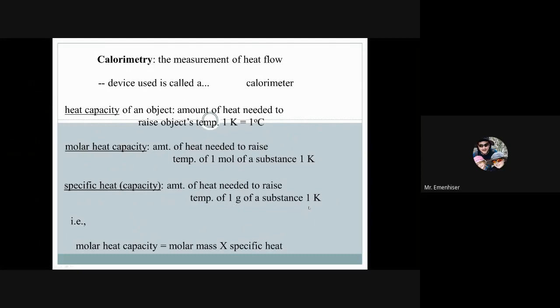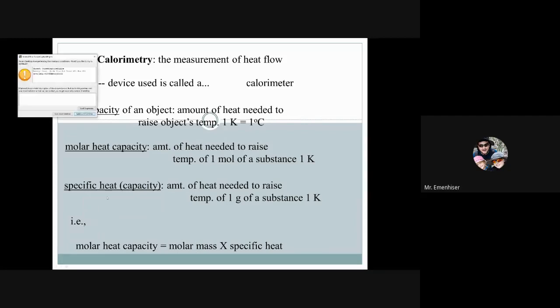How do you get your molar heat capacity? You take your molar mass times your specific heat. Okay, so you can find the specific heat of the substance. If you multiply it by the molar mass, then you get the molar heat capacity.